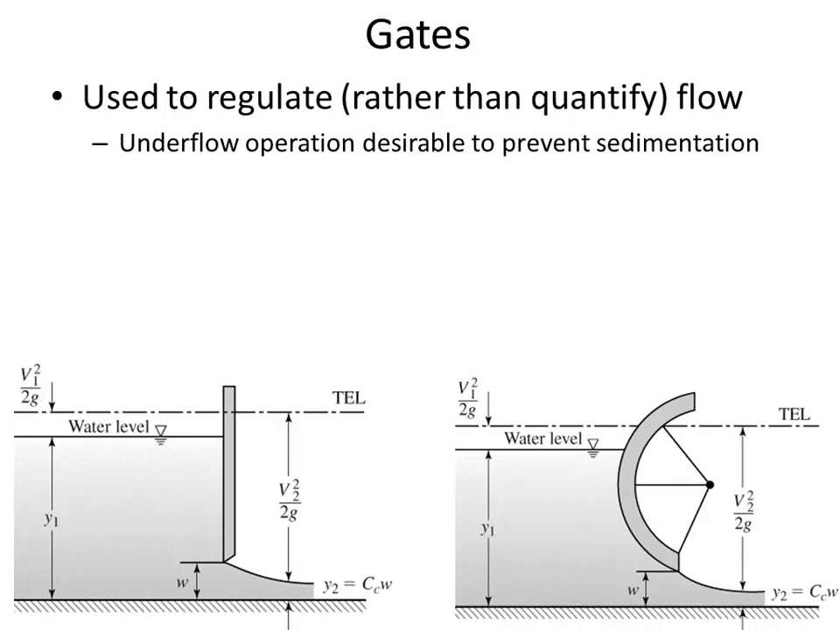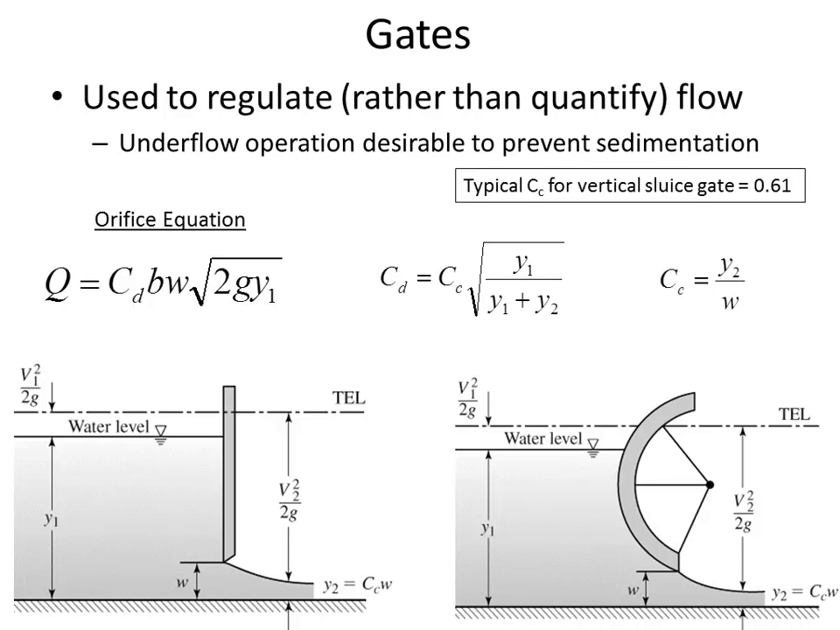One of the problems with the weir that quantifies flow is, of course, the sedimentation and accumulation of debris upstream of the weir. And so an underflow gate, as has been mentioned before, avoids that problem. Also, there's a relatively low amount of energy loss through an underflow gate. The coefficient of discharge is what accounts for the difference between the ideal flow conditions, which would occur if there was no energy loss, and the actual flow conditions.